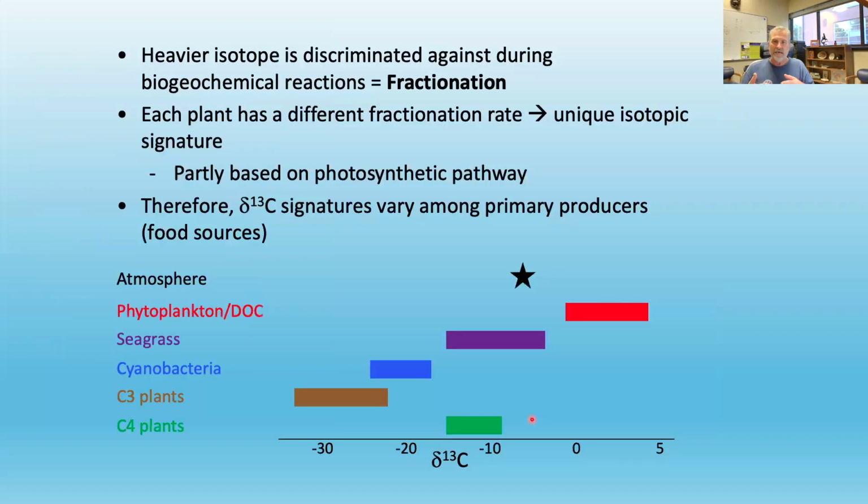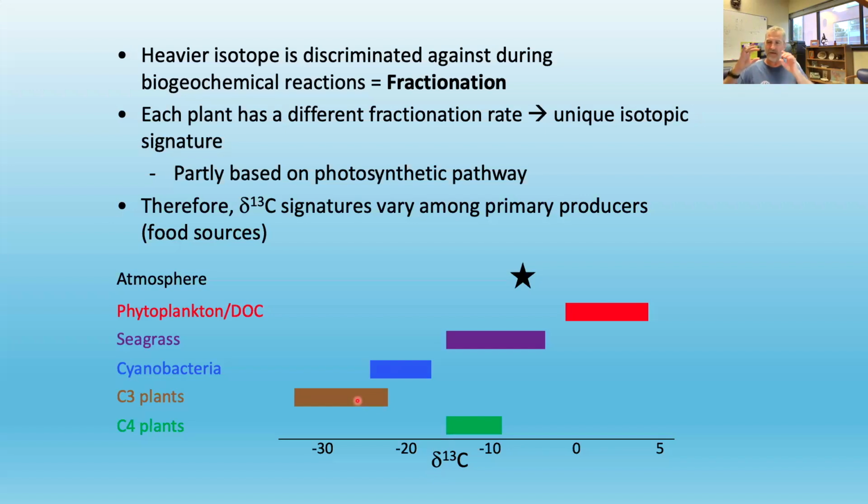And so you see this because the heavier isotope is discriminated against during the biogeochemical reactions. Each plant has a different fractionation rate, and so they have this unique signature. So you see this if, so I talked about C4 plants earlier. There's also C3 variety plants. There's a difference in terms of how much carbon-13, and specifically, we're talking about the ratio of carbon-13, like we talked about with isotopes before.